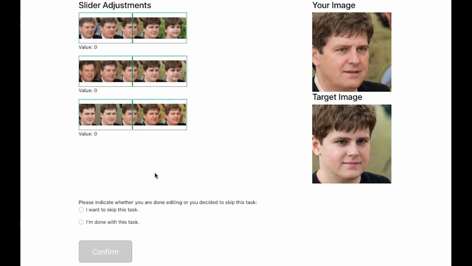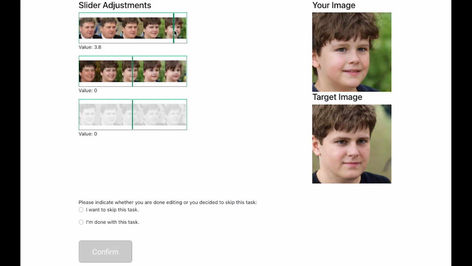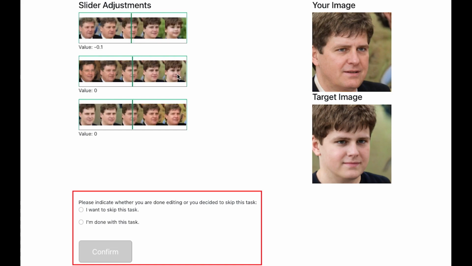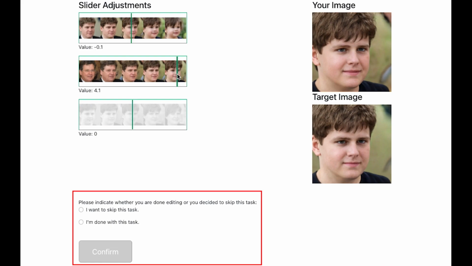For our user study, we employed a task similar to Ross and colleagues, where each participant was given the task to modify an image to match a target by adjusting the slider interface. They could either try to solve the task or skip it if they could not solve it. We decided not to include feedback on how close the participant was to their goal, since we wanted the user to focus on the sliders and the target image.